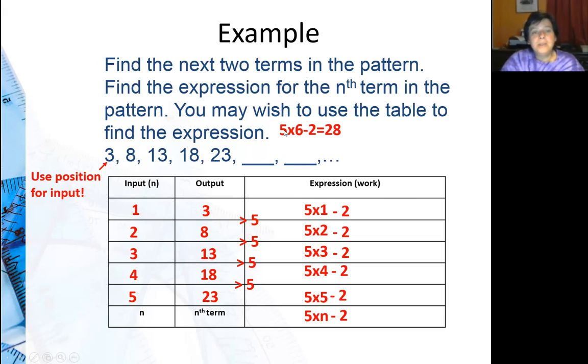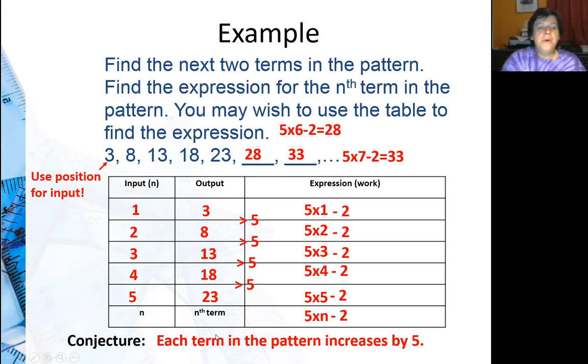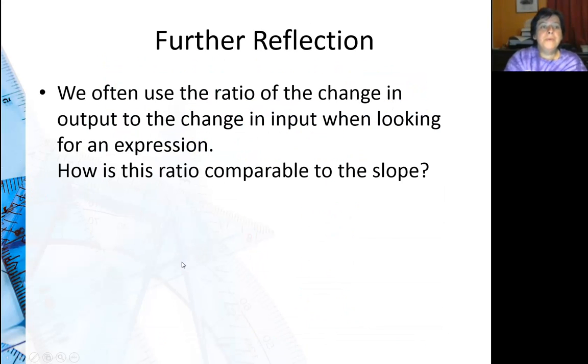So if I want the next term, I put in position 6. 5 times 6 minus 2 is 28. And then I get 33 for the next one. I could say 5 times 7 is 35 minus 2 is 33. So each term in the pattern increases by 5. That's a conjecture I can make by looking at this table. So for further reflection, we often use the ratio of the change in output to the change in input when looking for an expression. How is this similar to slope?